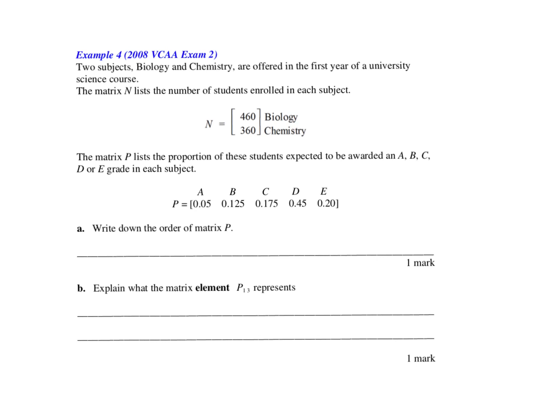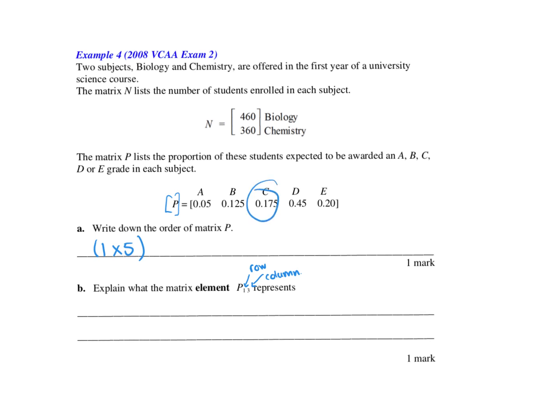Write down the order of P. So here's matrix P. What's the order of that one? How many rows is it? And how many columns is it? So it's a 1 by 5. And explain what the element P13 means. So when you see this, the first number indicates what row you need to go to, and the second number indicates what column you need to go to. So there's only one row in P, so I go row 1 and column 3.